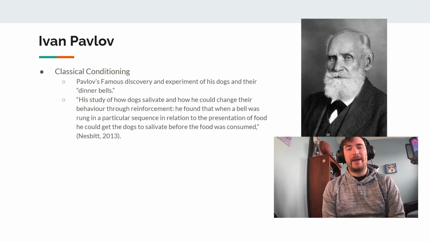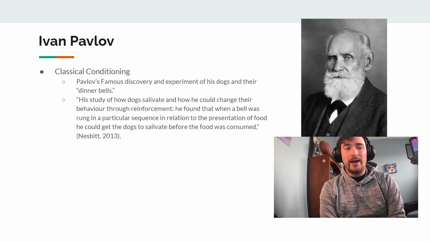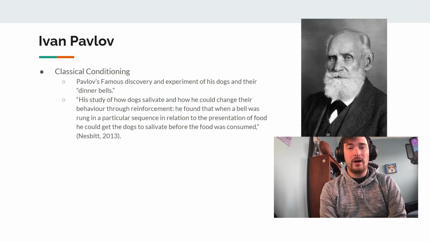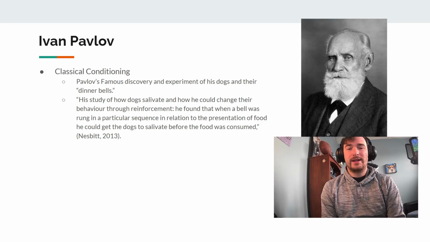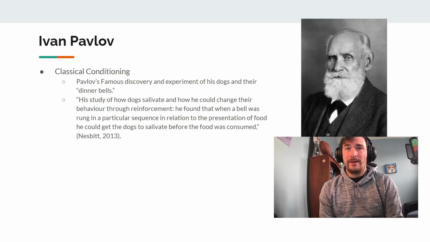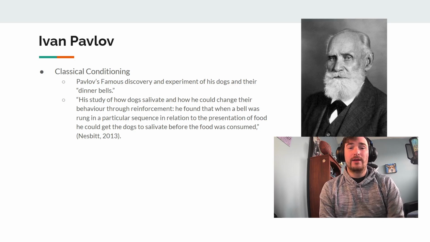Let's talk about Pavlov first. So I discussed Pavlov in my previous presentation on psychological theorists. So this is a natural progression of those ideas. Pavlov's most famous discovery was that of classical conditioning. And Pavlov and his team discovered it on accident.